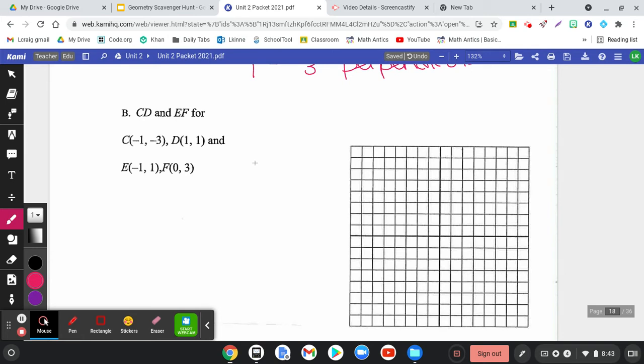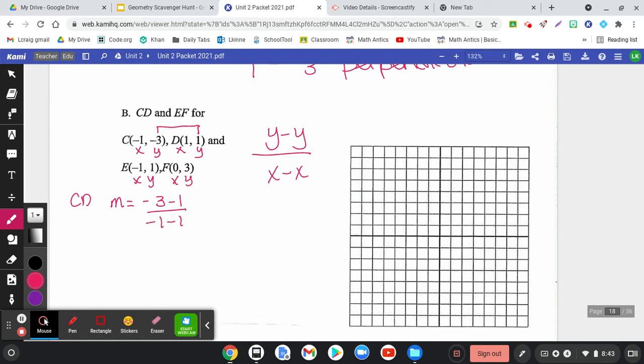So again, for CD, I'm going to find my slope, y minus y. If it helps, put the x and y's there, it doesn't take much to do that. So y minus y over x minus x. All right, so if I subtract the y's, negative 3 minus 1 and negative 1 minus 1. So we have negative 4 divided by negative 2, which is positive 2.